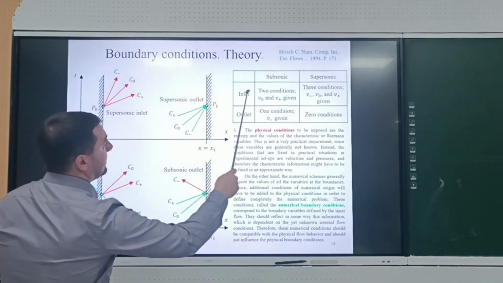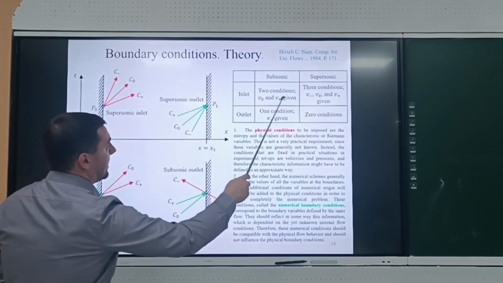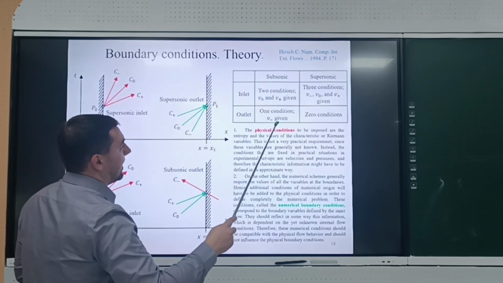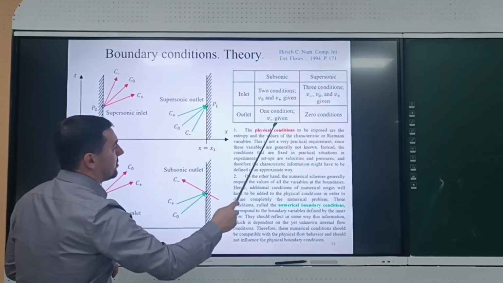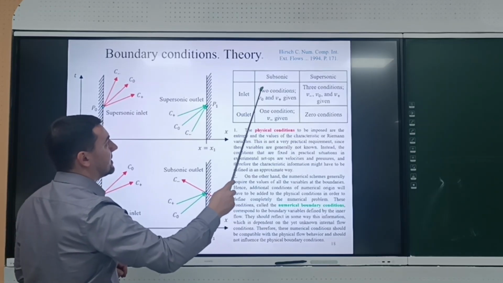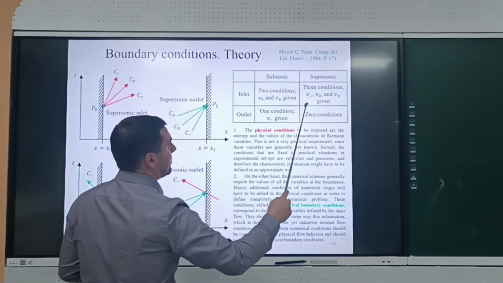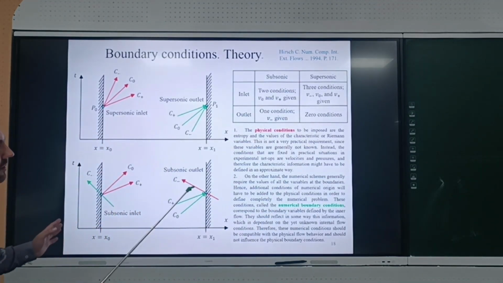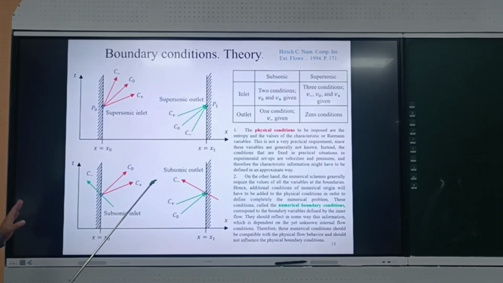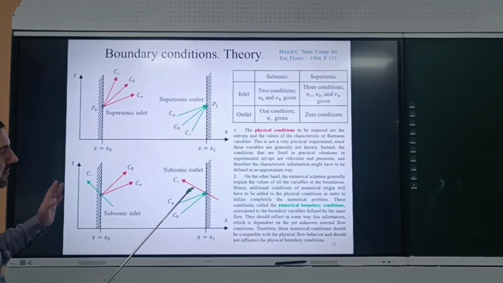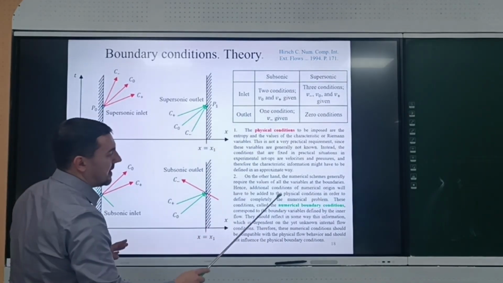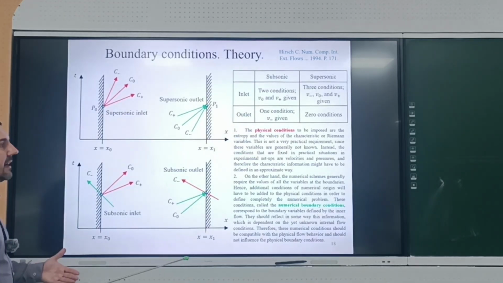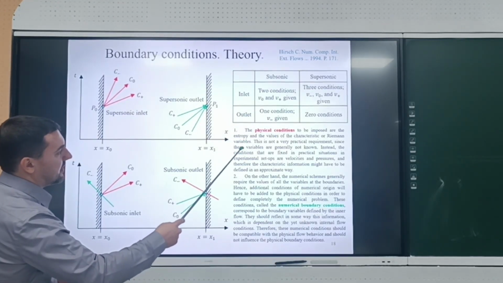So, subsonic and supersonic inlet and outlet. For subsonic inlet, you need to impose 2 conditions for V0 and V plus. And for subsonic outlet, you should impose 1 condition for V minus. For supersonic inlet, you should impose 3 conditions. And for supersonic outlet, you should not impose any conditions at all. And you should realize the difference between physical conditions and numerical boundary conditions. The physical conditions to be imposed are the entropy and the values of the characteristics or Riemann variables.